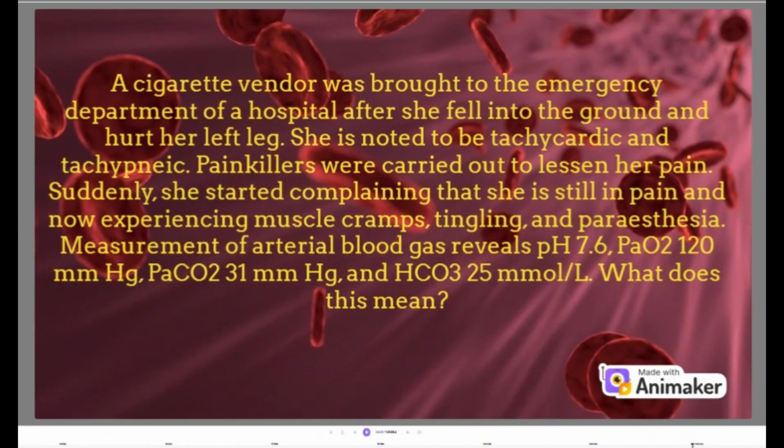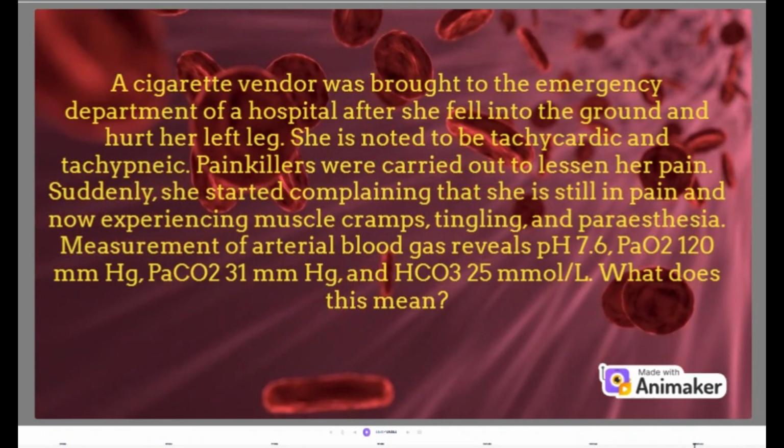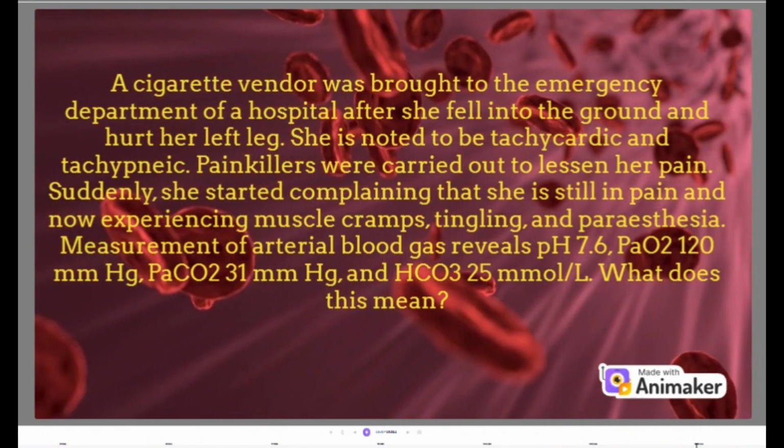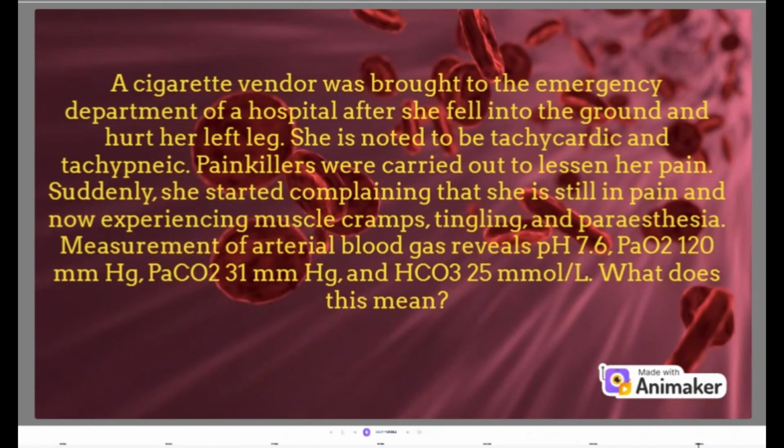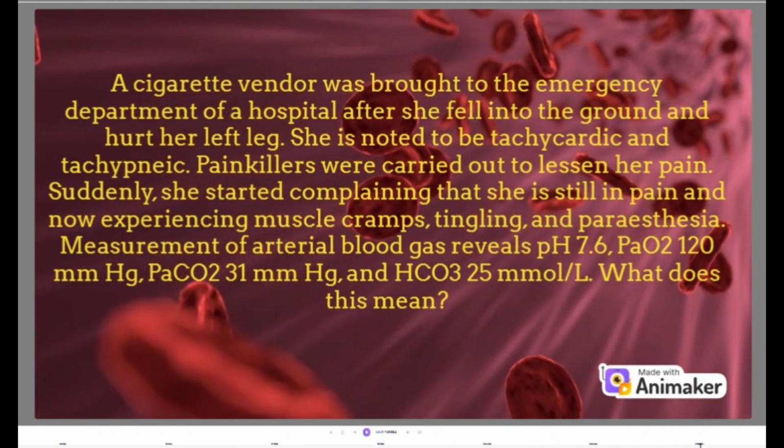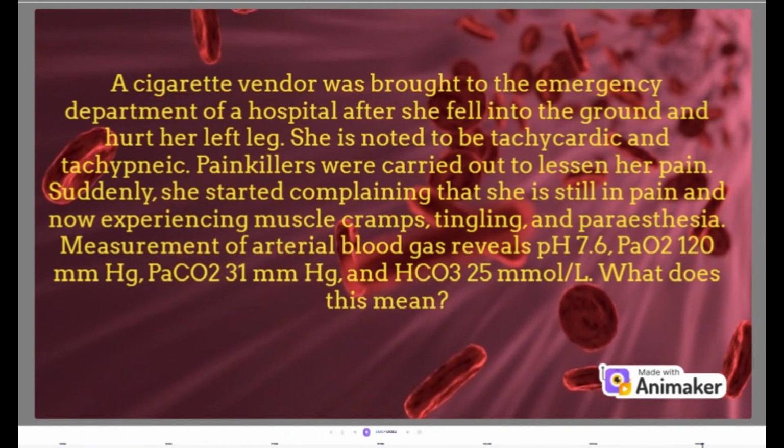Measurement of arterial blood gas reveals pH 7.6, PaO2 120 mm of mercury, PaCO2 31 mm of mercury, and HCO3 25 millimoles per liter. What does this mean?